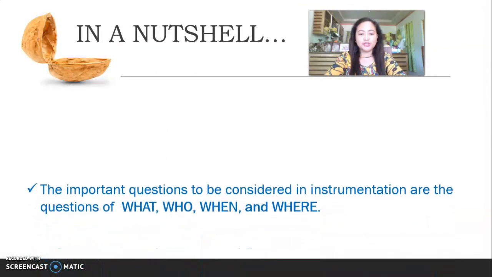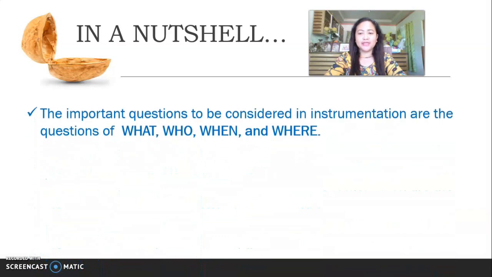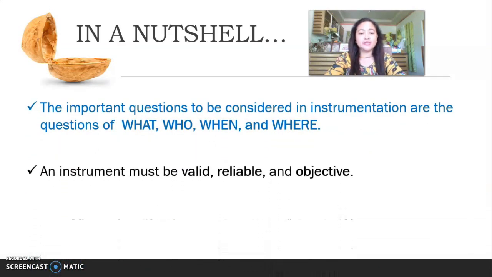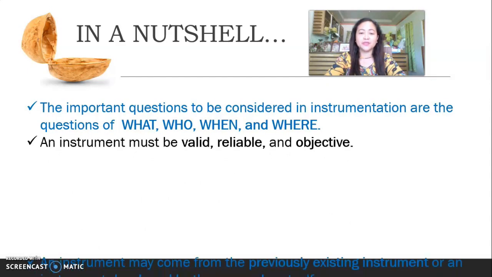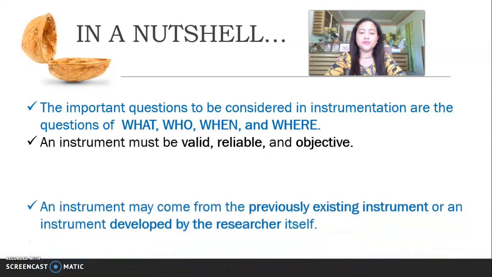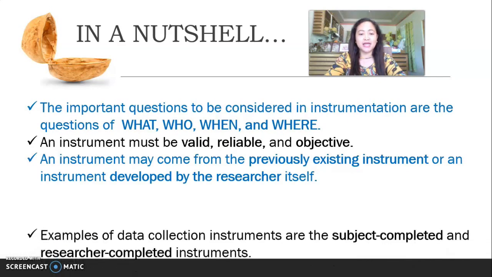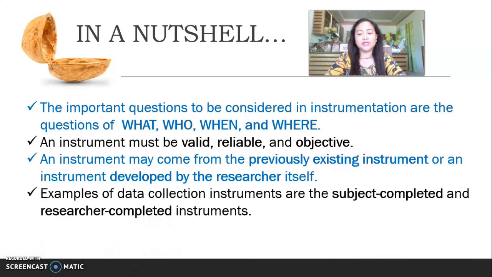The important questions to be considered in an instrumentation are the questions of what, who, when, and where. An instrument must be valid, reliable, and objective. An instrument may come from a previously existing instrument or an instrument developed by the researcher itself. Examples of data collection instruments are the subject-completed and researcher-completed instruments.